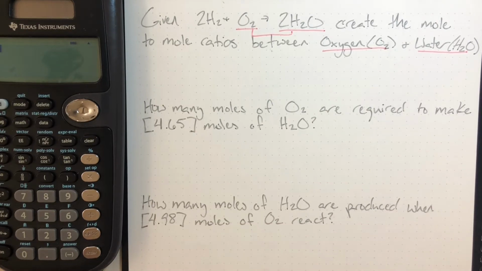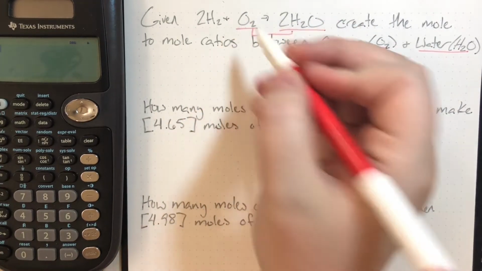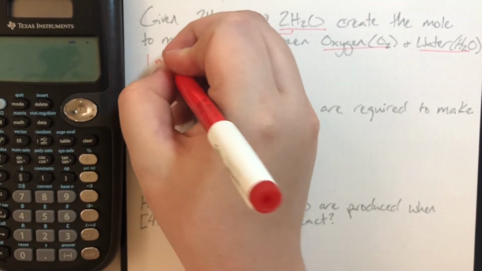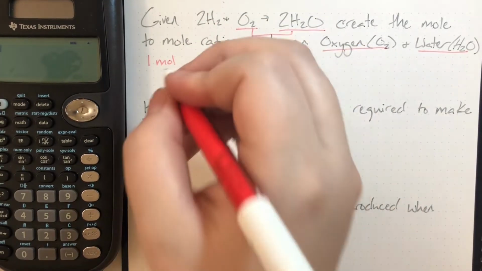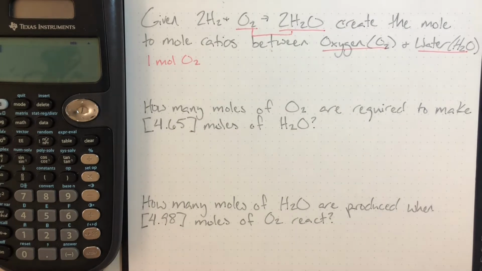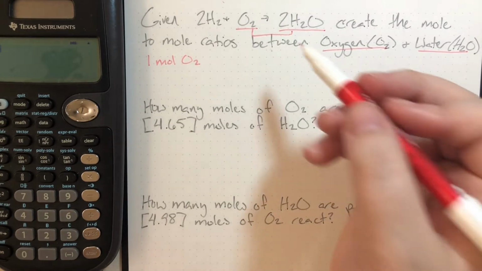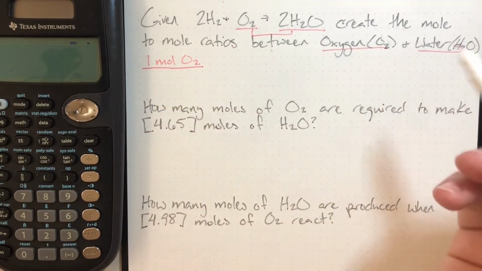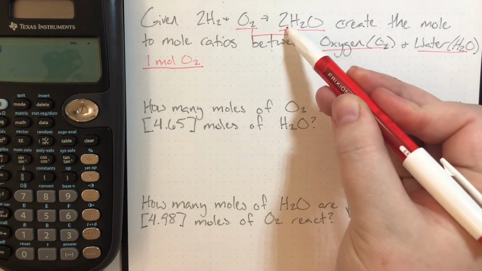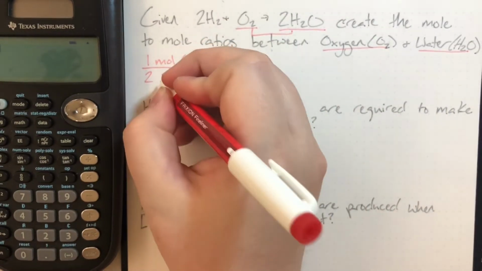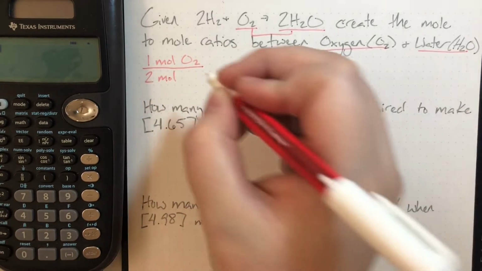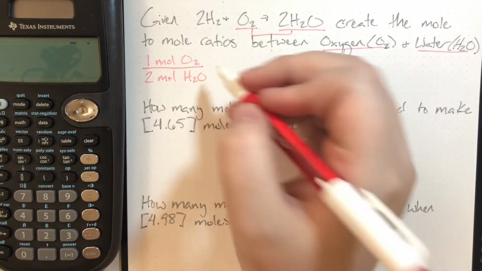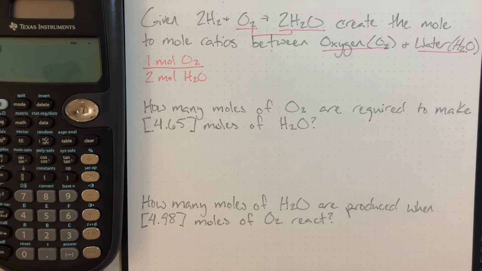You'll visually connect them in the problem, and then you will take the coefficients that were given in the equation. The coefficient in front of oxygen is invisible, which makes it 1. You'll insert the word mole, and then you'll give the formula of the molecule in question, so 1 mole of oxygen, and we will then look to water, and we will say for every 1 mole of oxygen, we will have the coefficient in front of the second molecule, 2 moles of water.